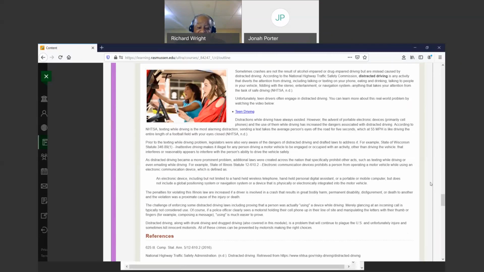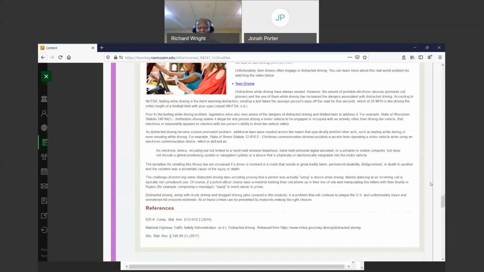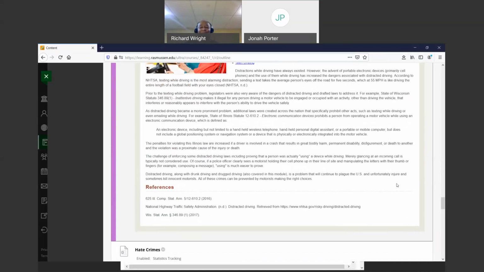It says drunk driving and drug driving continue to plague the U.S. and unfortunately injure innocent motorists. And all of these crimes can be prevented by motorists making the right choices, back to drug and drunk driving, but also applicable with distracted driving as well. And it's not just teens who are doing it, but teens do it quite a bit. People stop at a stoplight and they'll look at their phone.